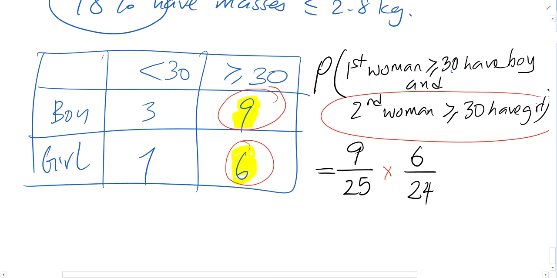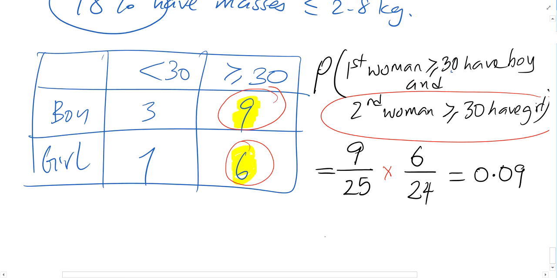No, we're not. Because the first woman can have a girl, second woman can have a boy, right? So this is only half of the story. I say the first woman have a boy, second woman have a girl, but it can be the other way around, right? Okay, so let me just work out what this is first. 9 divided by 25 times 6 divided by 24. So 0.09.